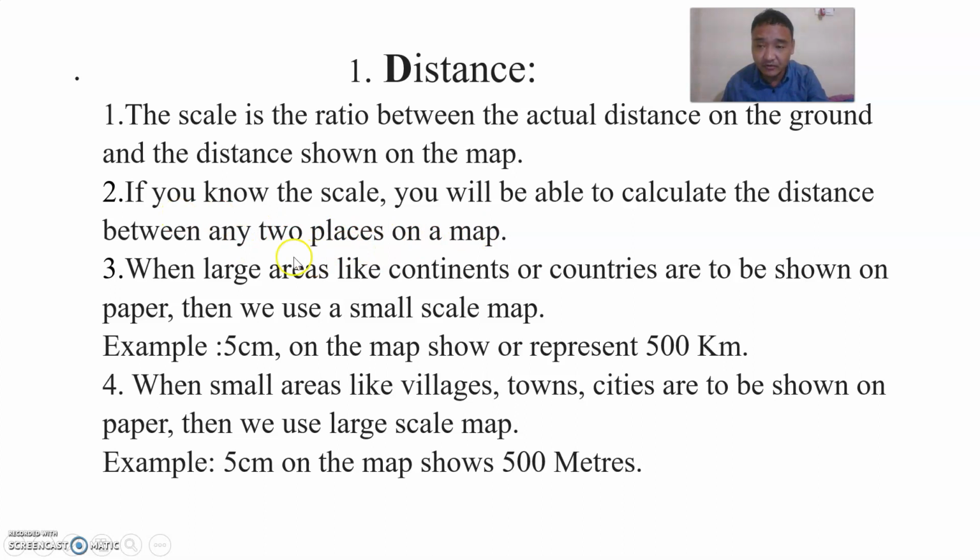When the large area like a continent or a country is shown, we use a small scale. For example, 5 cm shows 500 kilometers. That is, 1 centimeter is 100 kilometers, 2 centimeters is 200, 3 centimeters is 300, and so 5 centimeters is 500 kilometers.